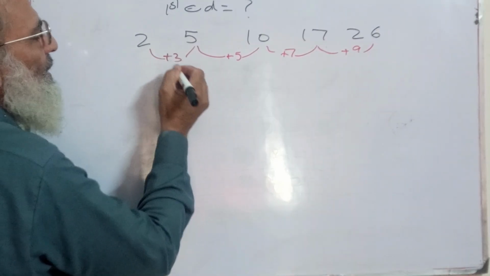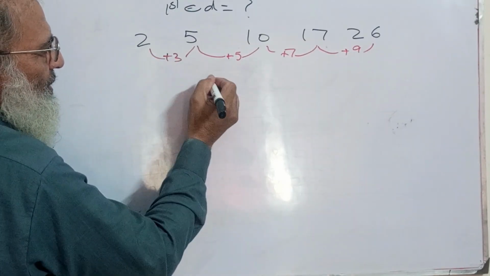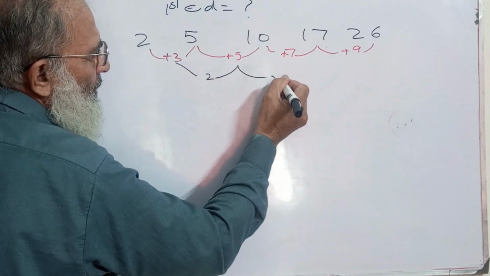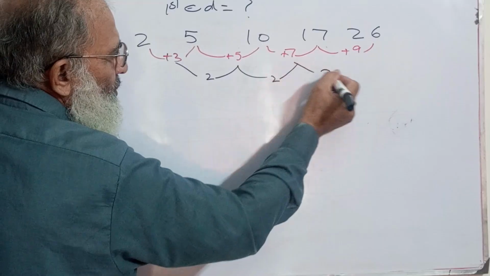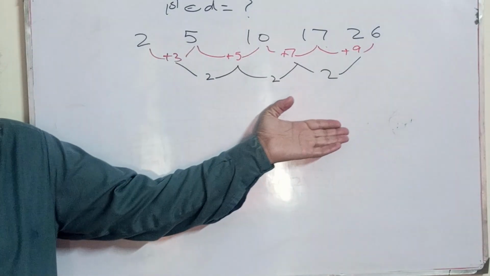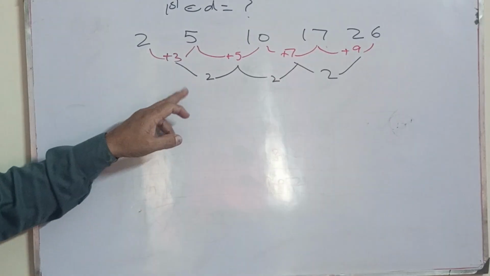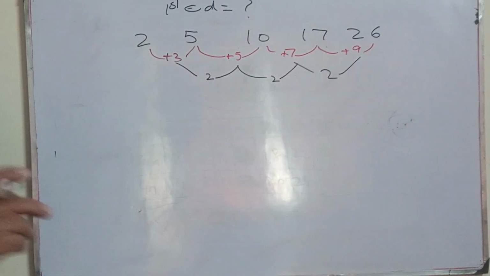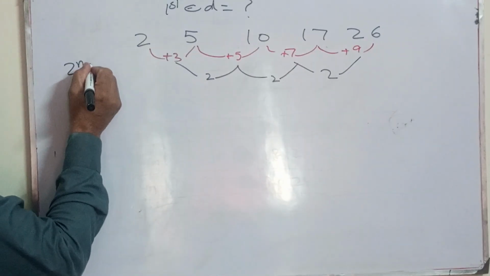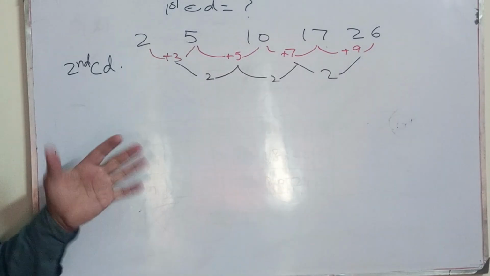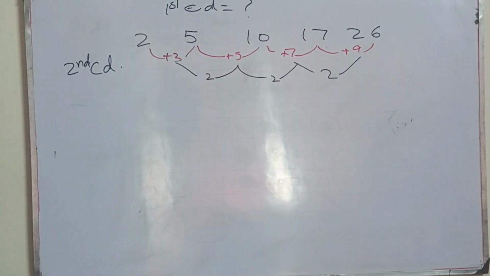You see the common difference is 2 over here, and 2 over here, and 2 over here. So we have come to an answer that there exists a common difference. But this common difference is called the second common difference, second CD.